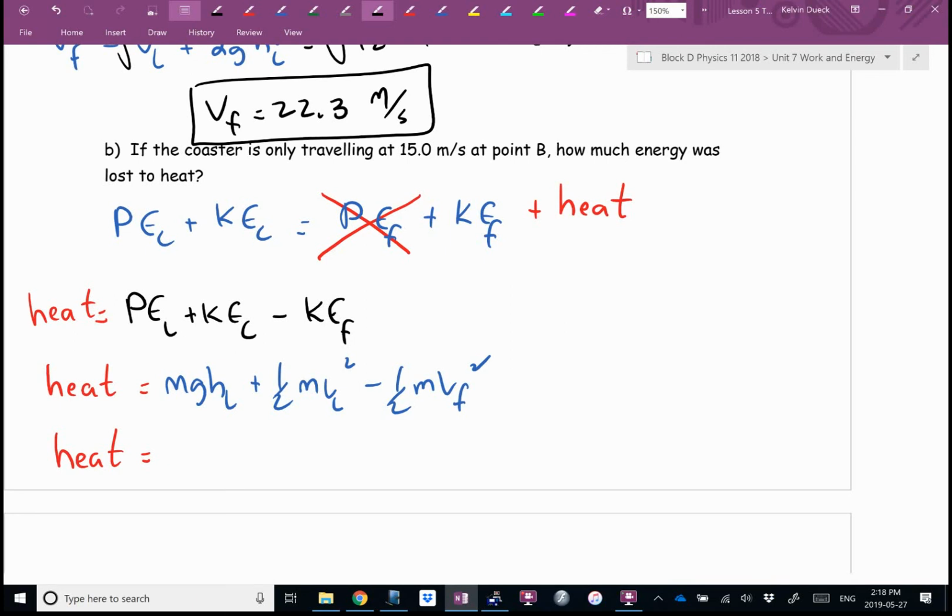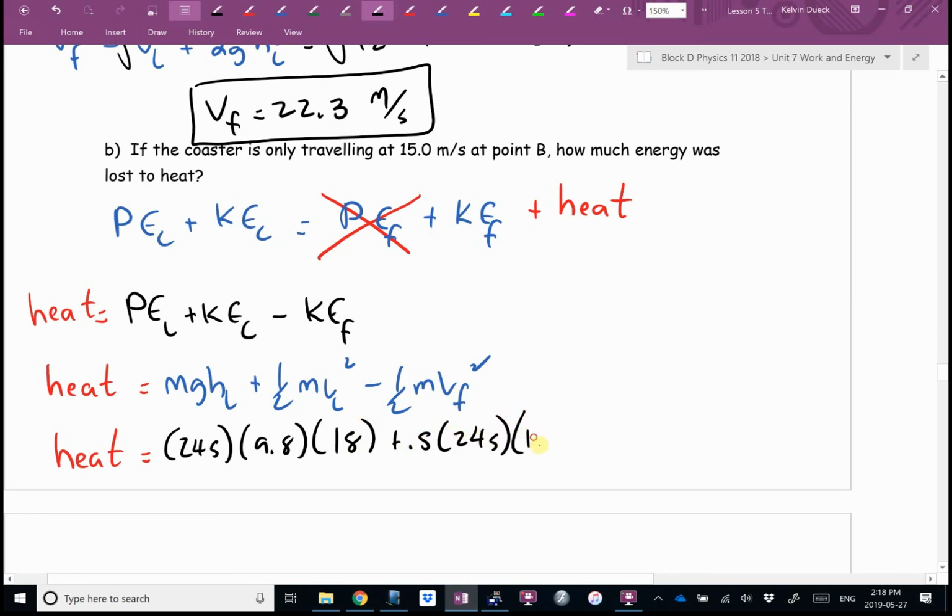What was the mass? I've scrolled down. Did they tell me? I hope. 245? Times 9.8 times, was the initial height 18? Plus 0.5 times 245 times 12 squared. I think that was the initial v. Minus 0.5 times 245 times, I'm not going to use 22.3. They said actually we're only going 15 meters per second. Don't forget the squared.